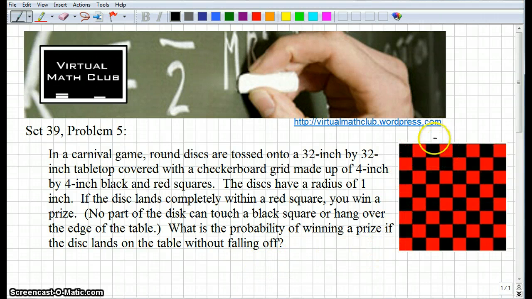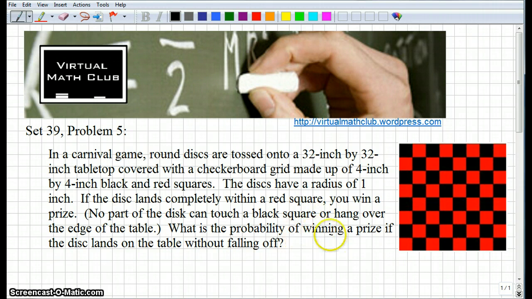Alright, well, you can see this is 32 inches by 32 inches, and each of the squares is 4 inches by 4 inches. So we've got 8 squares across, so 8 times 4 is 32, so everything works out. So the table is completely covered with these 4 by 4 inch squares. And so we've got 8 rows and 4 red squares in each row. Right, so we have a total of 32 red squares.